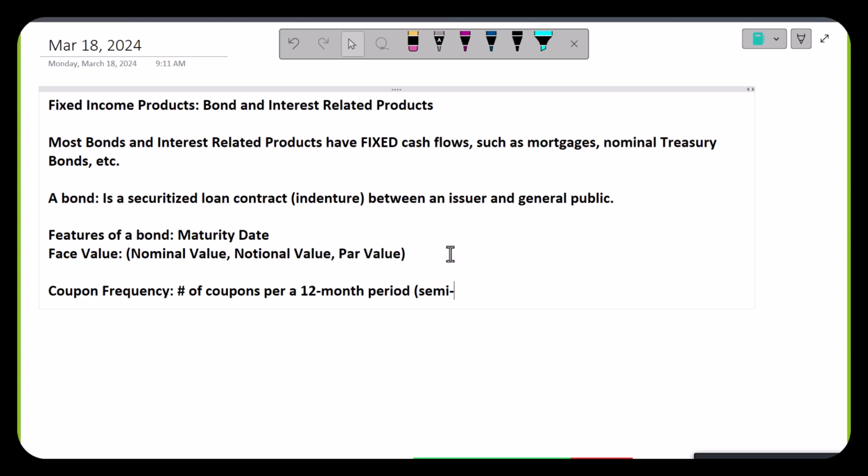If it's semi-annual, that number is 2. That means you get a coupon every 6 months. Quarterly equals 4, etc. With U.S. Treasury bonds, most of them are semi-annual. Every once in a while, you may see an annual bond, which means it pays only one coupon per 12-month period.